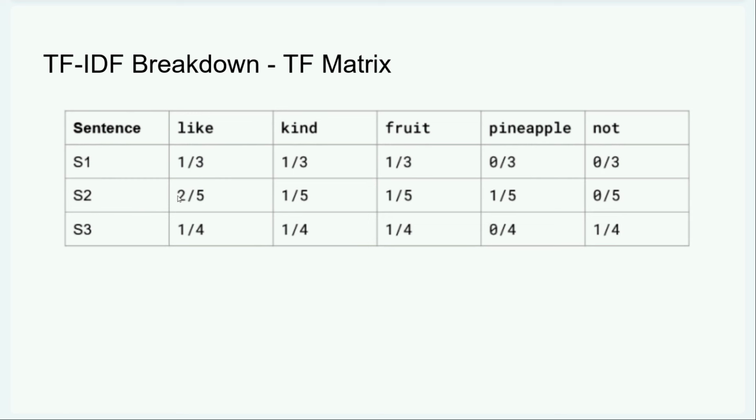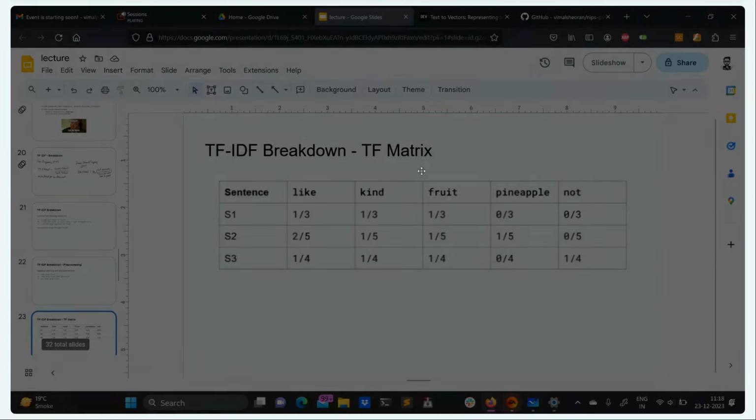In the second sentence, there are a total of 5 words. So like appears twice, kind appears once, fruit appears once, pineapple appears once, not does not appear. In the third sentence, the total number of tokens is 4. So 1, 1, 0, and 1. So this is the term frequency matrix for these sentences.